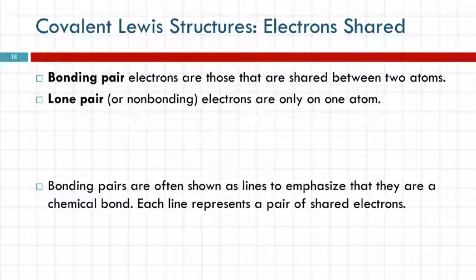So what we call a bonding pair, that's a pair of electrons that are shared between 2 atoms. That forms the bond. So you could say that the children are a bond between me and my husband. We also have lone pairs or non-bonding electrons. Those are electrons that are only on 1 atom. So let me redraw water here.